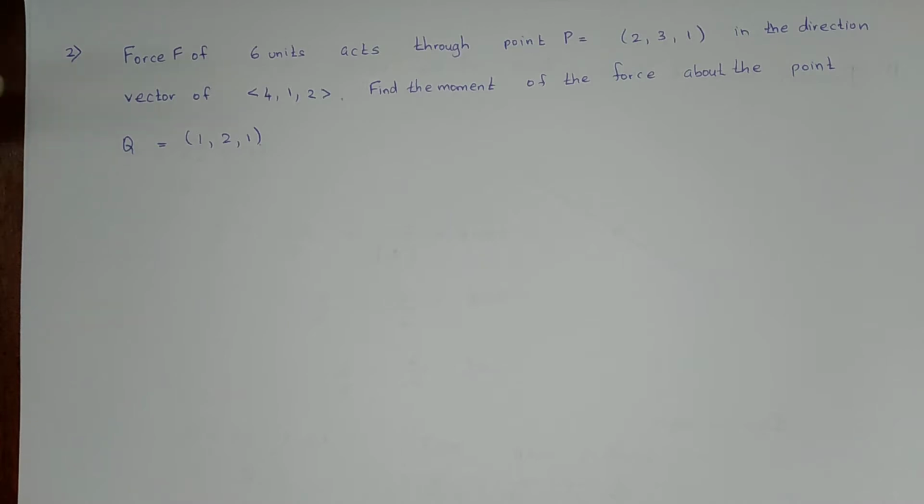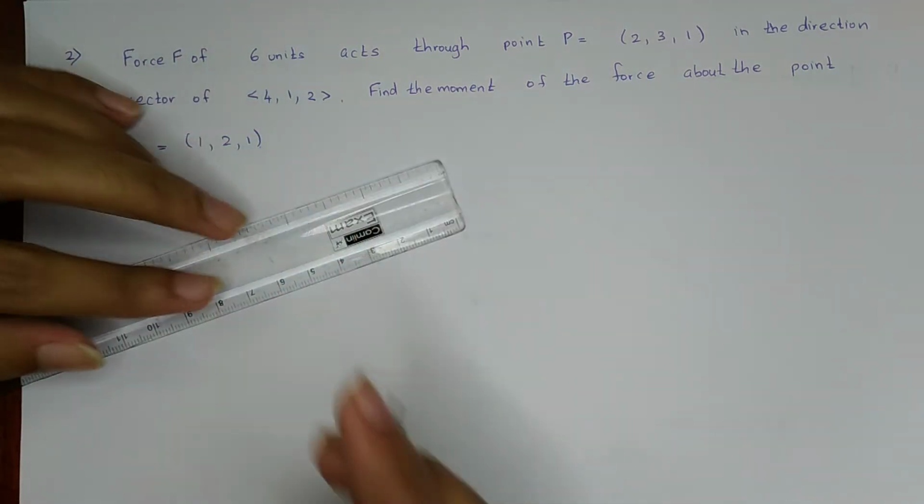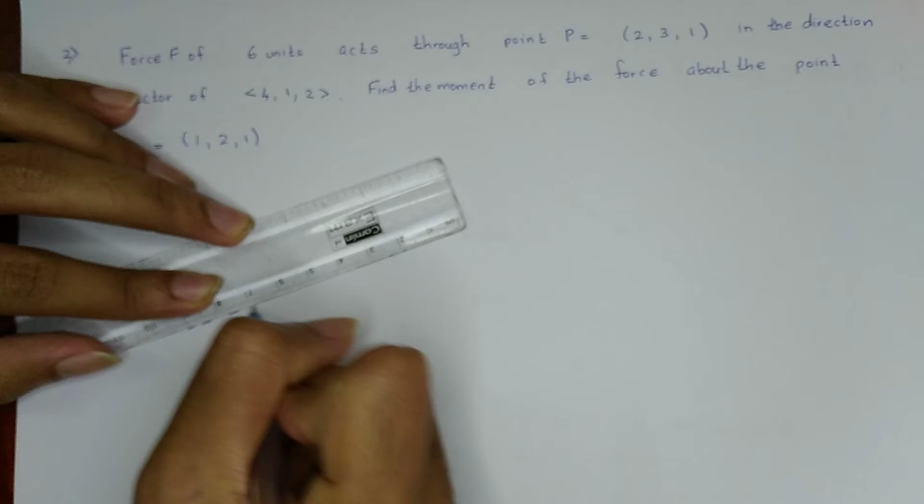As you all know, moment is equal to F into R, which means the force and the perpendicular distance from the point about which we need to measure the moment. So this is a simple way. However, when we are writing the mathematical notation, we need to consider some signs. So before that, I'm going to draw a picture.